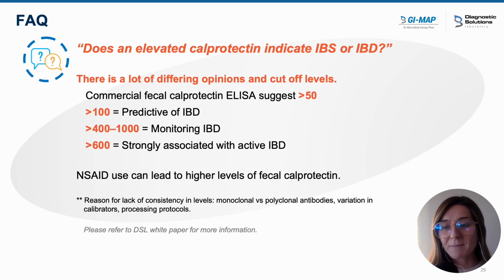And could it indicate IBS or IBD? Yes, both, or maybe neither, right? IBS is just a label that we give to an accumulation of symptoms. So I would encourage you to look at the calprotectin level and compare it to the person's history, their symptoms, their family history. For more information on calprotectin and how to interpret that level, I would encourage you to refer to DSL's white pages, and you can find that on Diagnostic Solutions website.